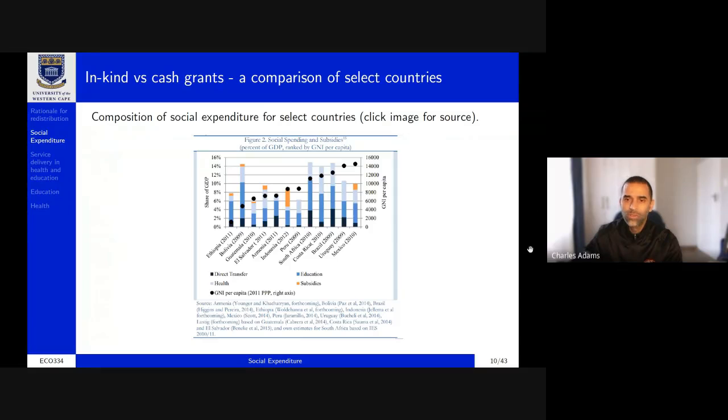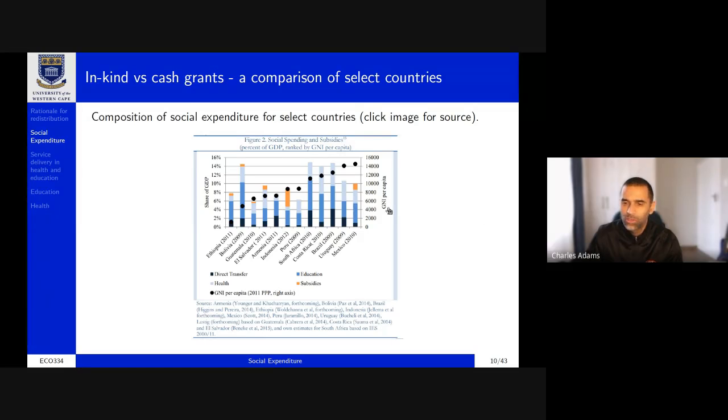All right, so this chart compares different countries in terms of their direct transfers versus, so grants on the one hand versus in-kind expenditure on the other. And you'll notice here that South Africa is not different to other countries in this respect at all. So the grant expenditure as a share of GDP is given by the dark blue bars, which I'm pointing at over here. And you'll see that South Africa, as I mentioned, direct transfers make up a smaller proportion of social expenditure than does our in-kind expenditure. And that is the case for all of the countries listed on this chart.